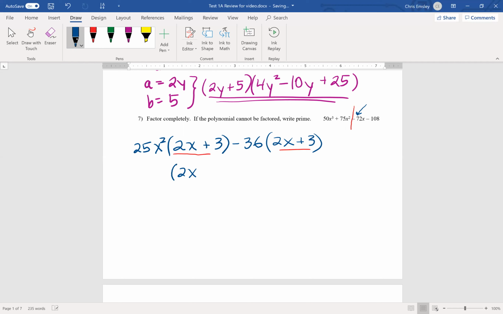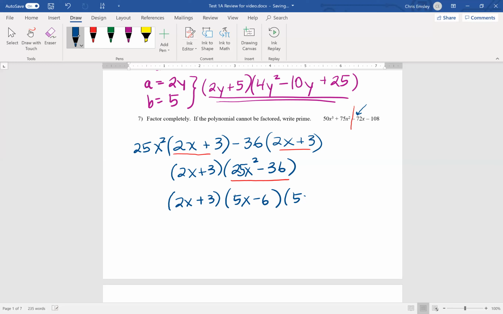So when we pull that out front, what's left behind is 2x squared minus 36, which it looks like it's factored. Oh, sorry, 25, not 2. It looks like it's factored, but we're not actually done yet because this piece can be factored again. That's the difference of 2 squares. So our final factorization would look like this.